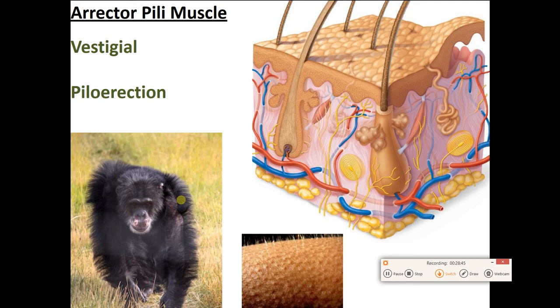So for you and me, though, piloerection does nothing of the sort. We don't look scarier. We don't have enough hair to trap an insulating layer of air. So this is another example of a vestigial structure, one that makes sense when we consider our distant relatives, a structure we've just kind of hung on to.